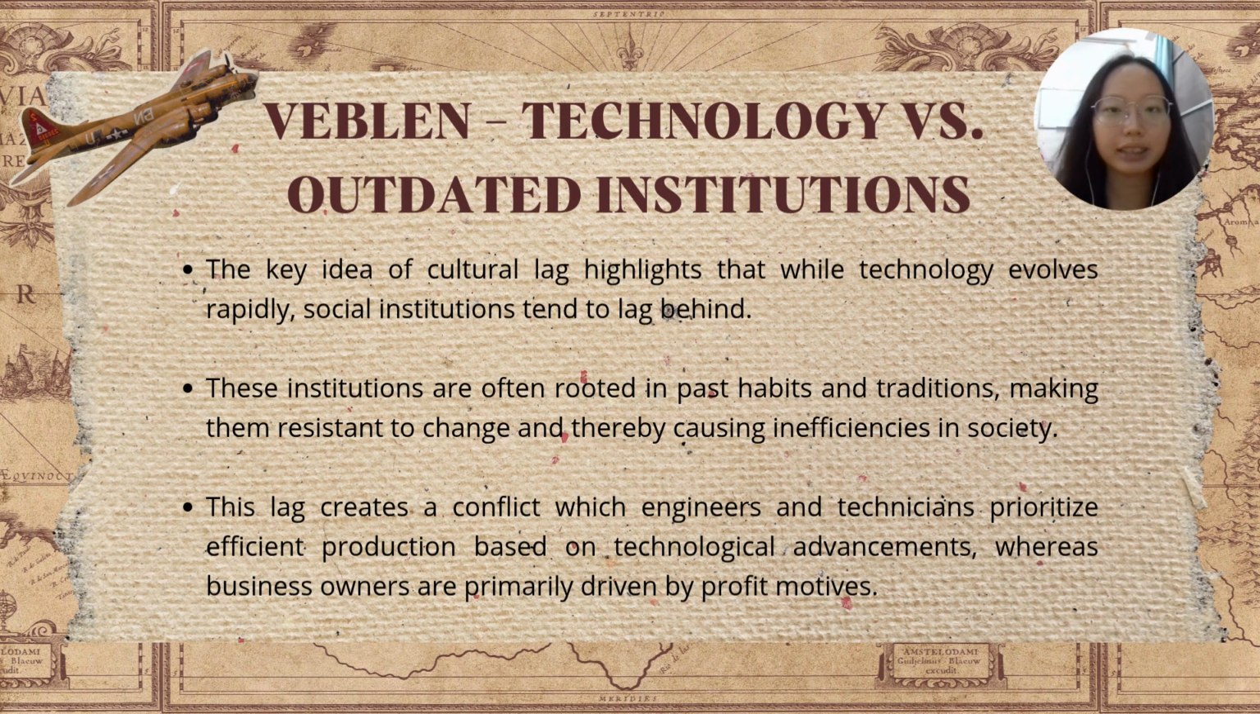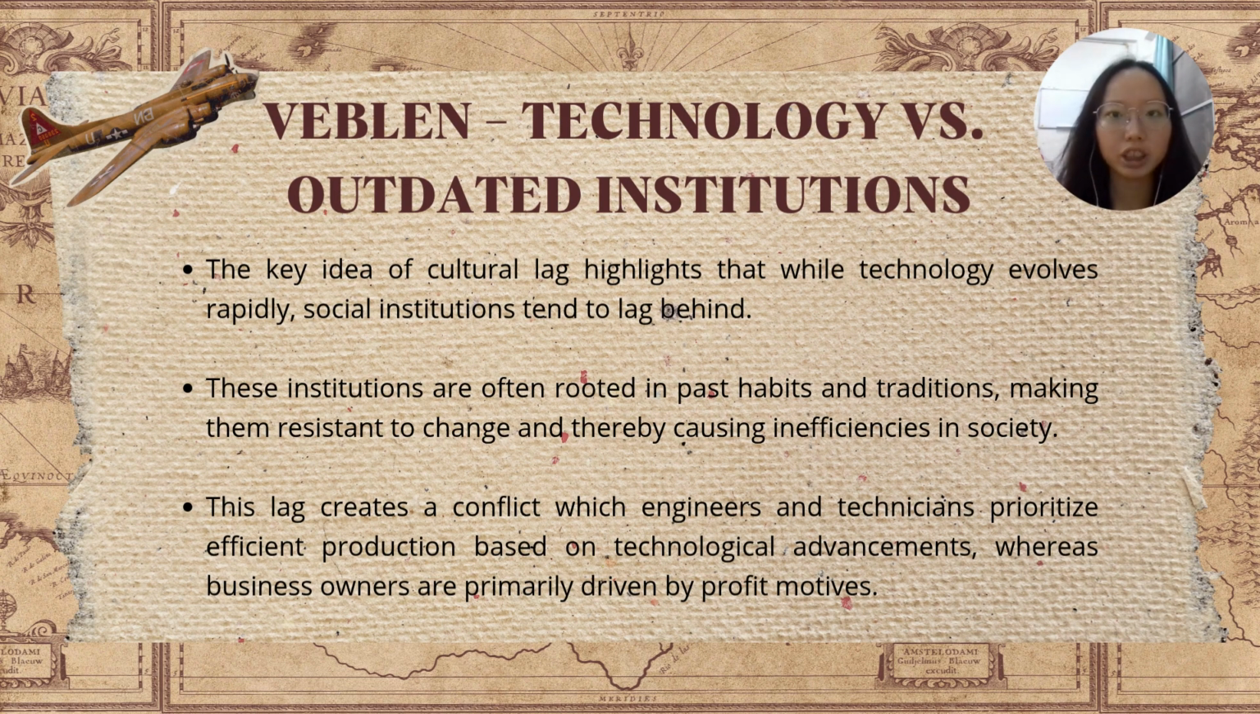Now I would like to talk about technology and structure. First, Thorstein Veblen introduced the concept of cultural lag to explain the disconnect between technological advancement and the stagnation of social institutions. He argued that while technology tends to evolve rapidly, driven by innovation and the pursuit of efficiency, social institutions often remain rooted in outdated customs, traditions, and mental habits. These institutions, because they are shaped by the past, are inherently conservative and resistant to change.